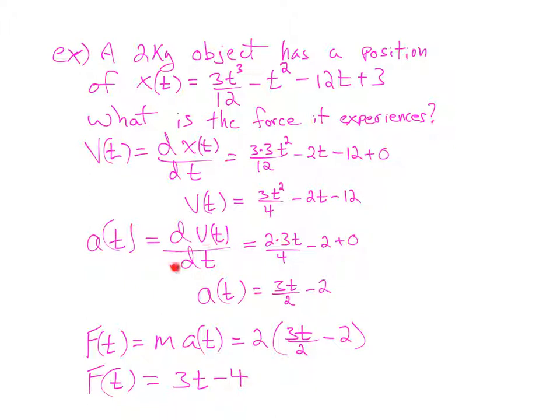We take another derivative. The derivative of a constant term is 0. The 2 and the 4 can reduce. We now got 3t over 2 minus 2 for acceleration. Force is mass times acceleration, so we take our mass, we multiply it by our acceleration, and now we get force is 3t minus 4, which is, of course, the force that we started with.